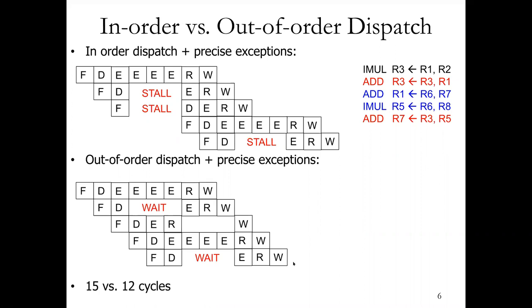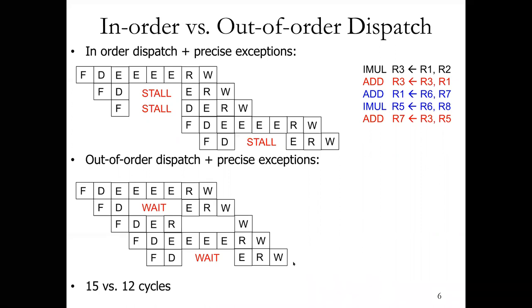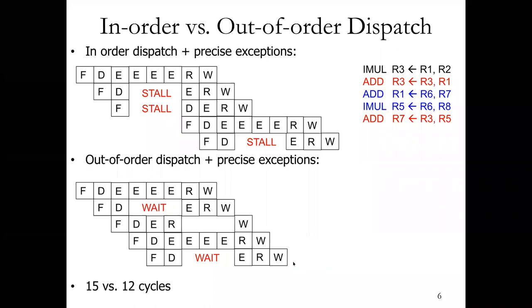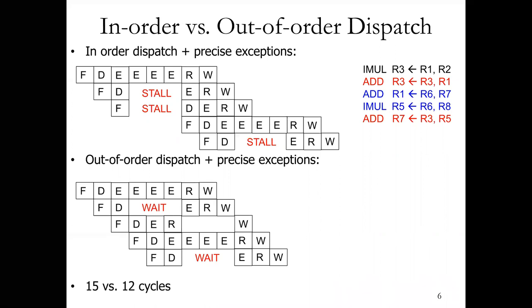So what does this do? Well, just from the diagram, we can see that we still have to wait on these two instructions, right? But these two independent instructions are what really help. These ones are going to be able to go and execute and not cause additional latency while this one's being executed. And we go down from 15 cycles down to 12. So that's pretty nice. All right, any questions on this diagram?